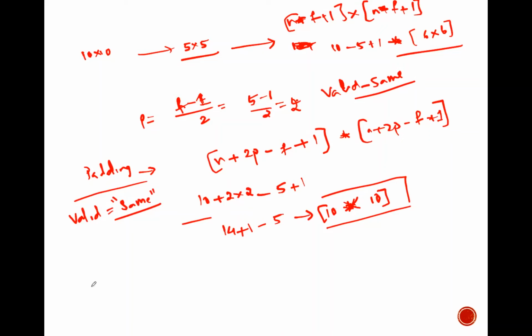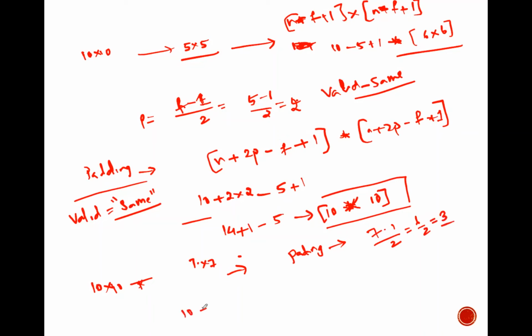Now let us say I have a 10/10 image, and I will be convolving with a 7/7 filter. What will happen now? Padding. I will explain why we won't use the even filters. So what will be the padding to retain the same image? Padding will be 6/2, it's a 3, right?